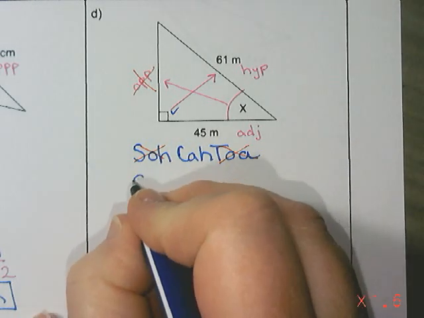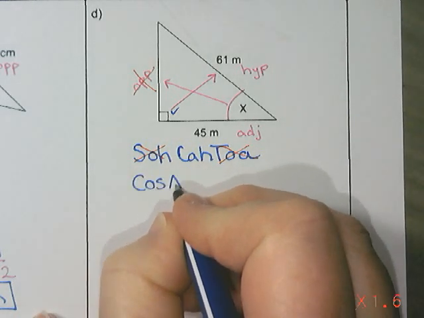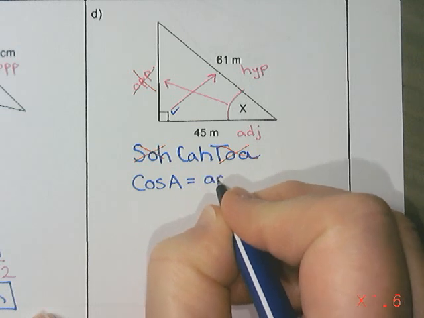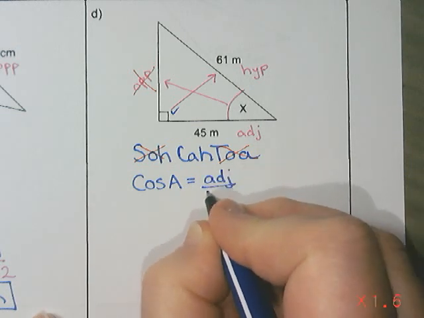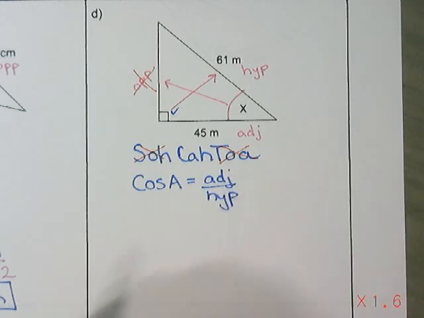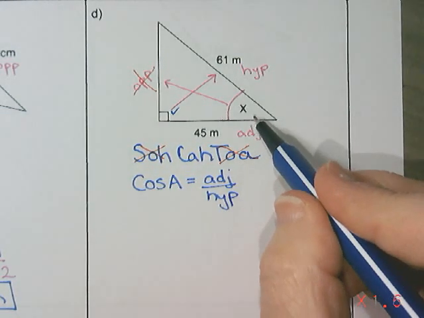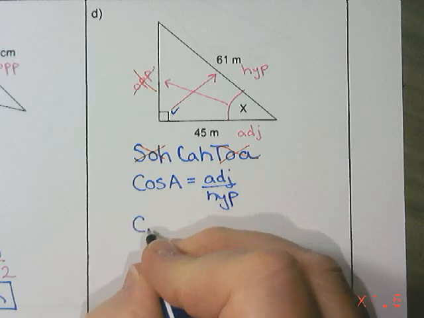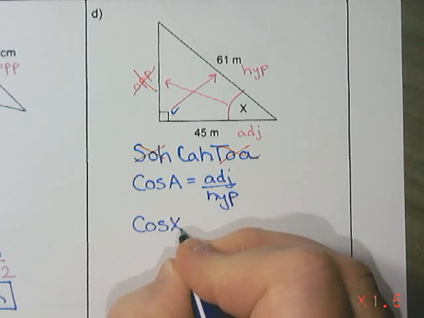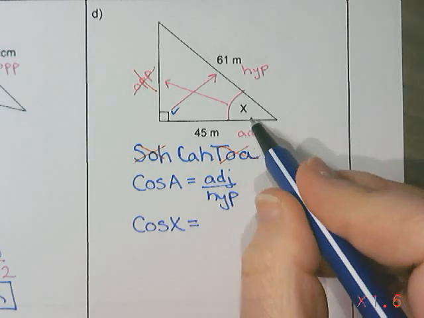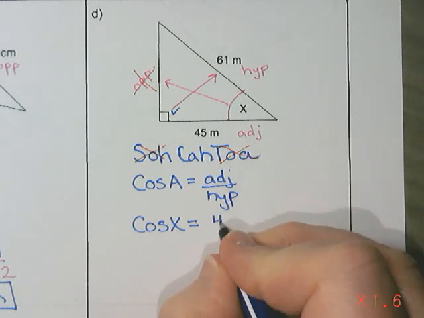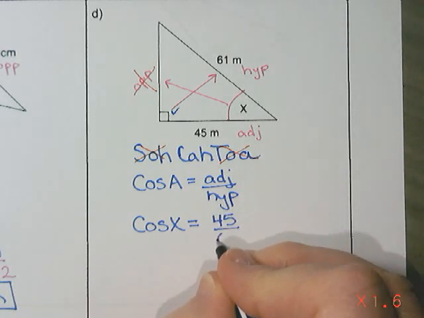So we are going to say that cosine of angle A is A adjacent over H hypotenuse. Now our angle A is the angle that we do not know, it's X. So we're going to say cosine of X equals adjacent 45 over hypotenuse 61.